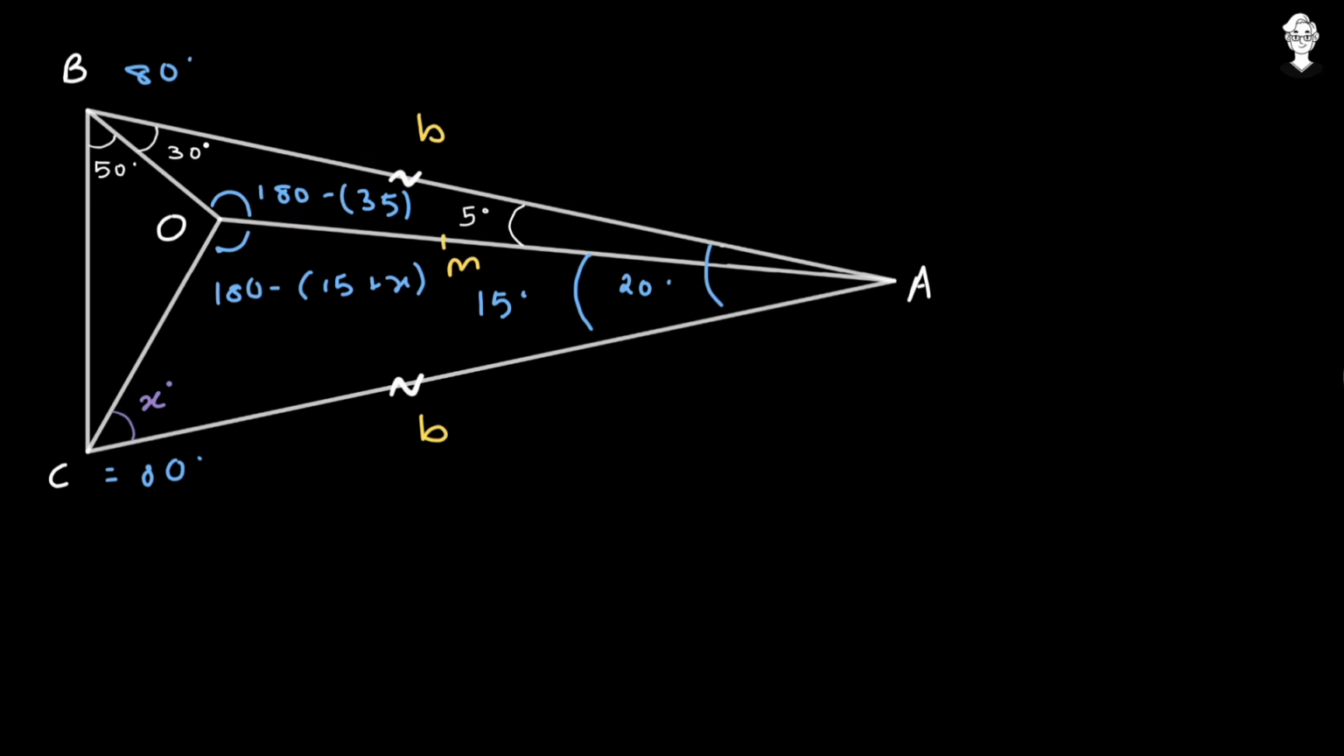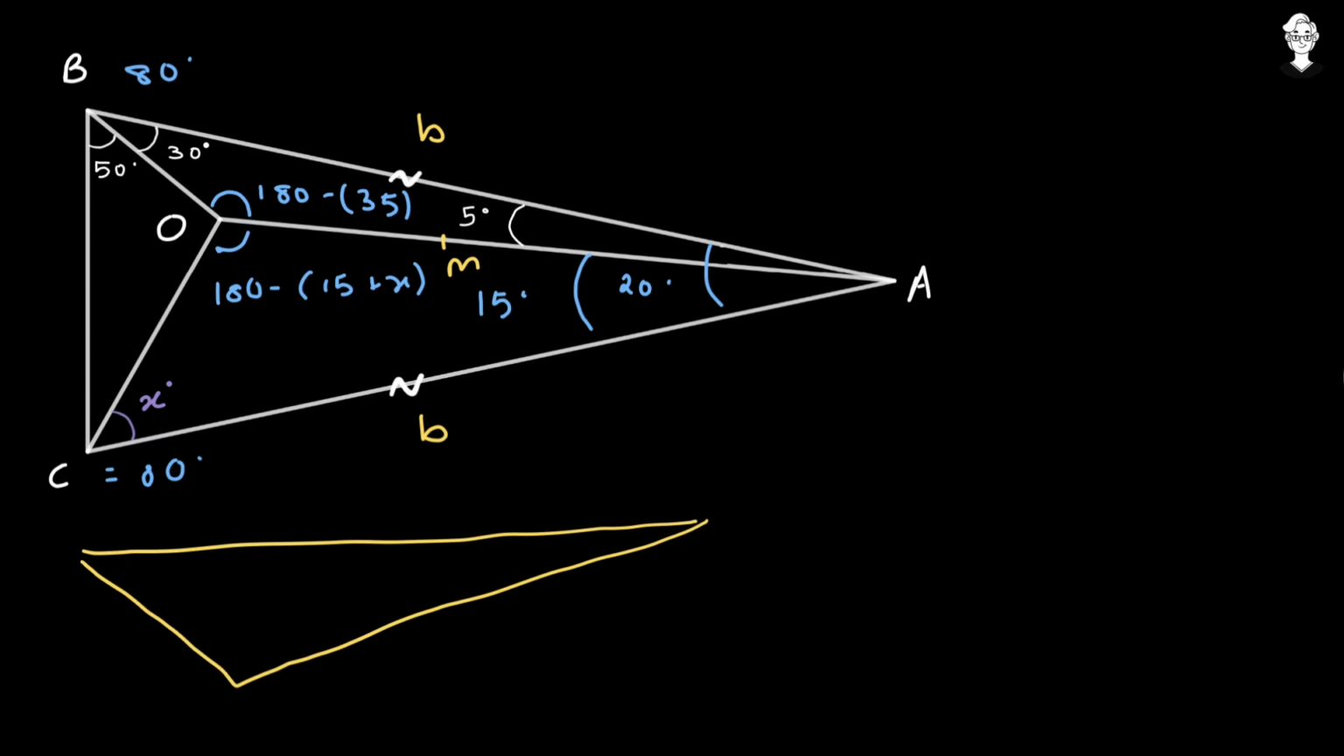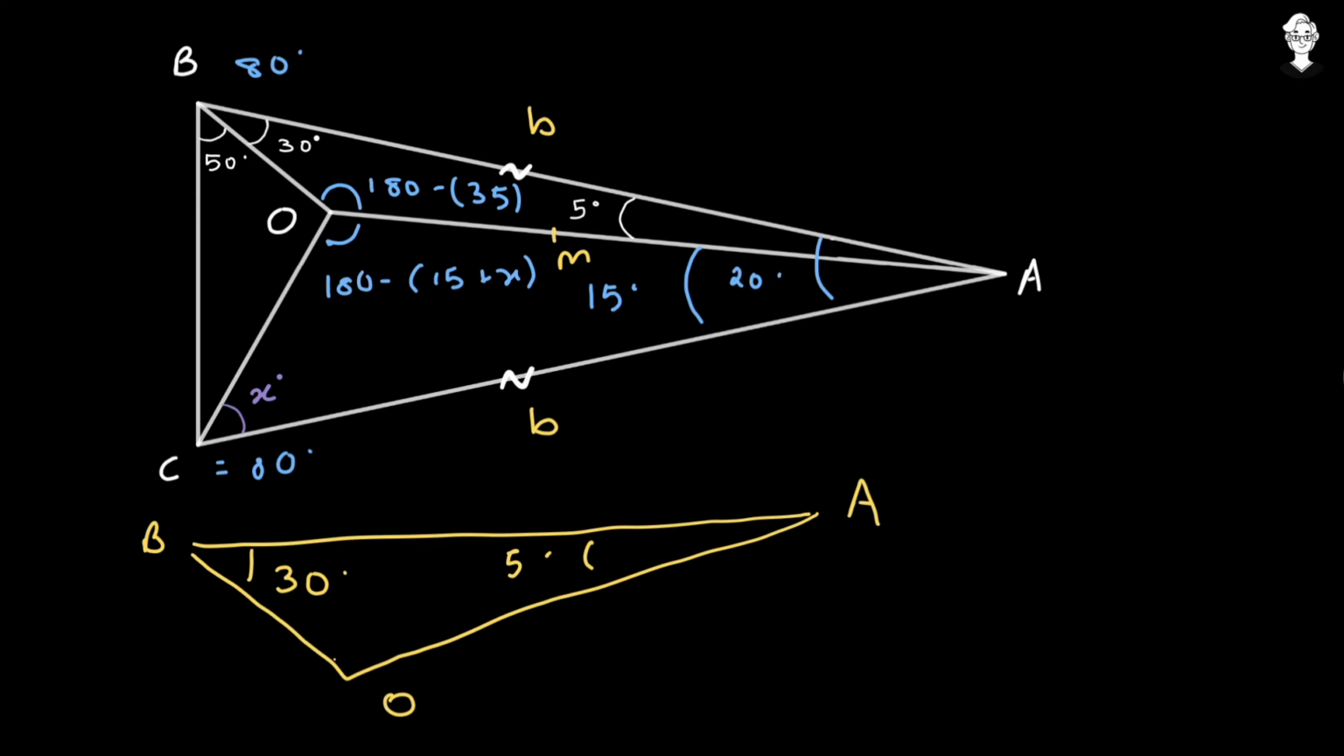So take the triangle BOA. I'm just redrawing the triangle over here. The triangle BOA is somewhat like this. So in BOA, angle B is 30 degrees and angle A is 5 degrees, and the measure of angle BOA is equal to 180 degrees minus 35 degrees by angle sum property. Now the length of BA we have taken as a variable B and the length of OA we have taken as a variable M.